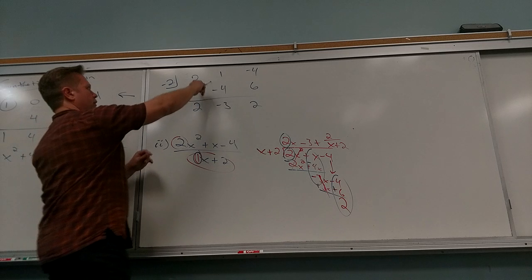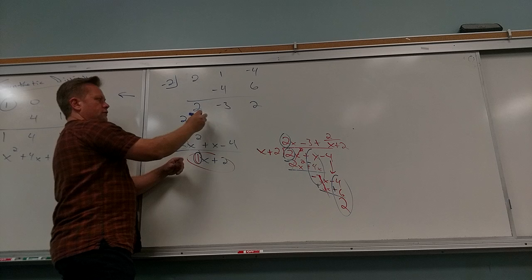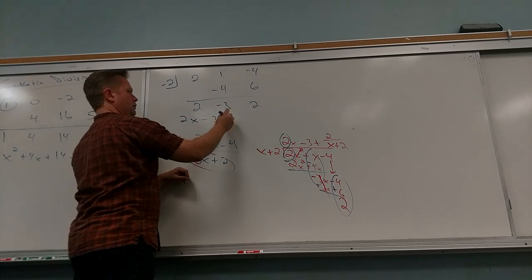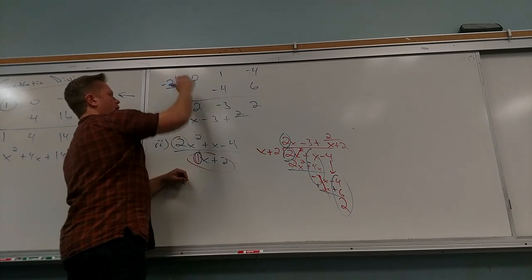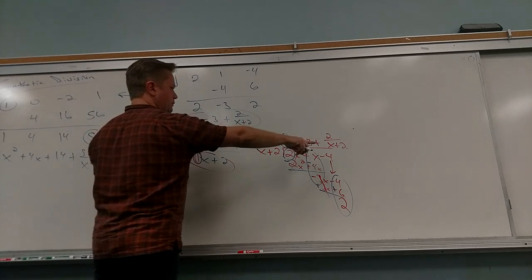So what's the answer going to be? Well, it started off as x squared, so this is going to be 2x minus 3, plus 2 over x plus 2. It's always the opposite sign of that guy. Is that the same thing we got?